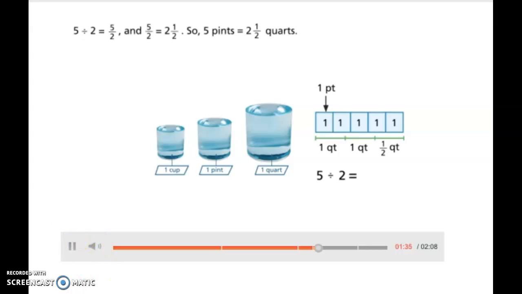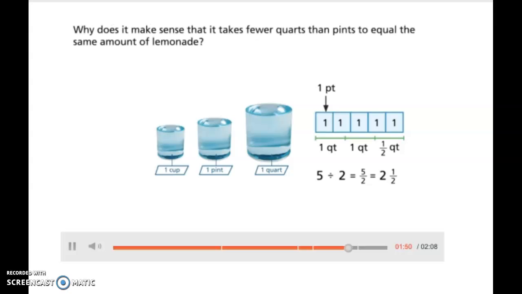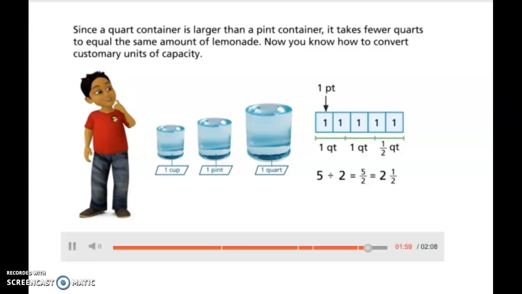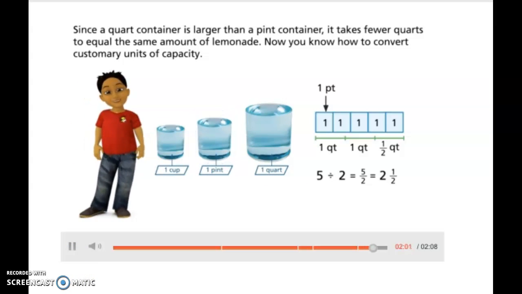Five divided by 2 equals 5 halves, and 5 halves equals 2 1/2. So 5 pints equals 2 1/2 quarts. Why does it make sense that it takes fewer quarts than pints to equal the same amount of lemonade? Since a quart container is larger than a pint container, it takes fewer quarts to equal the same amount of lemonade. Now you know how to convert customary units of capacity.